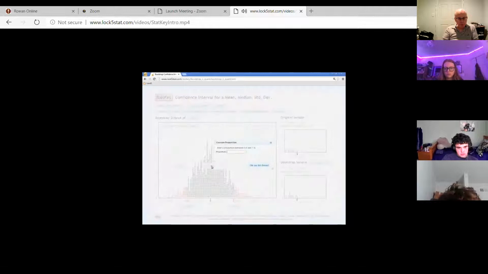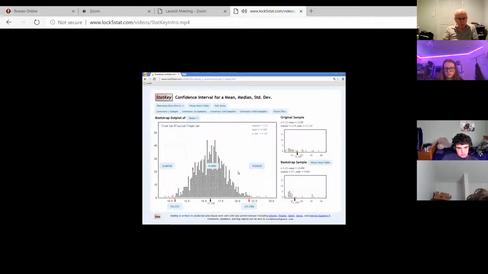Or change that to 0.99, and I get a wide interval that takes only 5 or 6 values off of each tail to get our interval. Okay, so that would be how we would get a confidence interval from a bootstrap distribution for a mean.